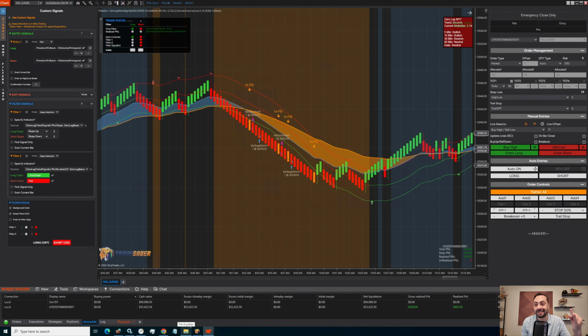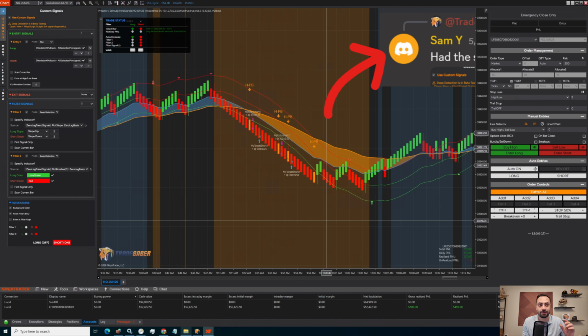And now for the second indicator that we need, this is going to be the new free 0-leg trend signals. And this indicator was actually created by one of our members over on Discord. So I want to give a big shout out to Sam for creating and sharing this indicator with us.